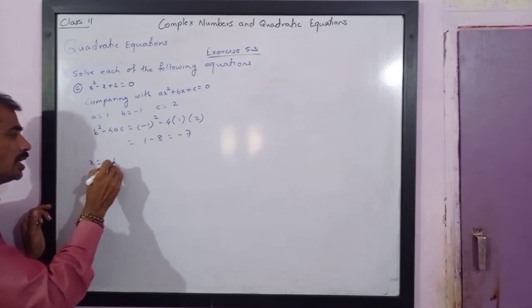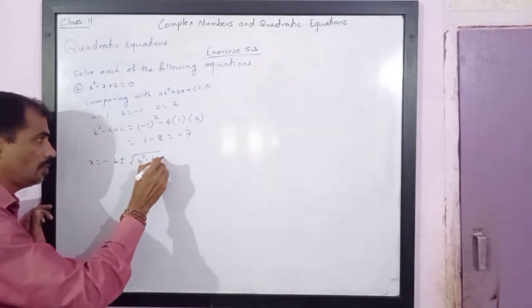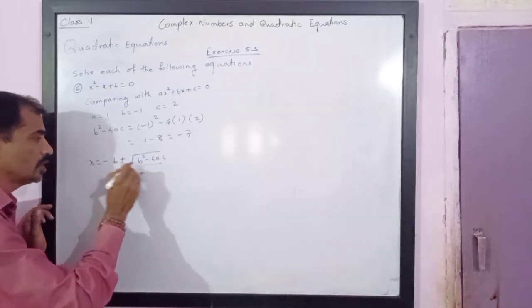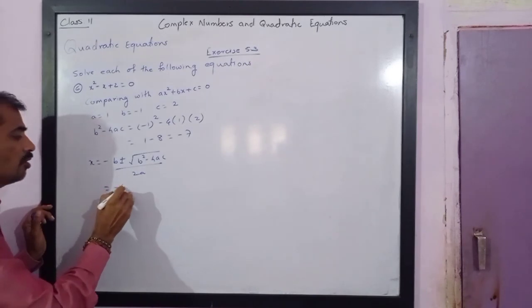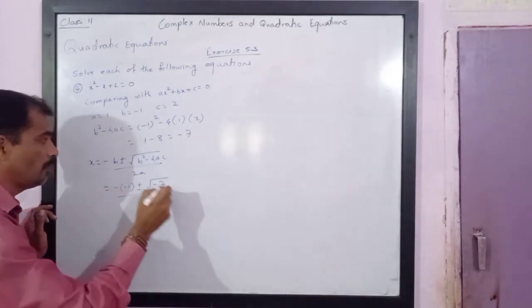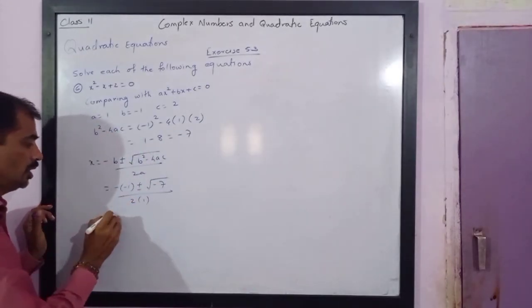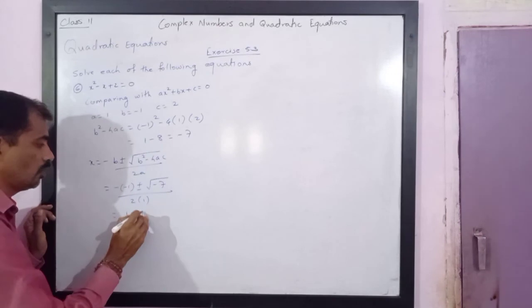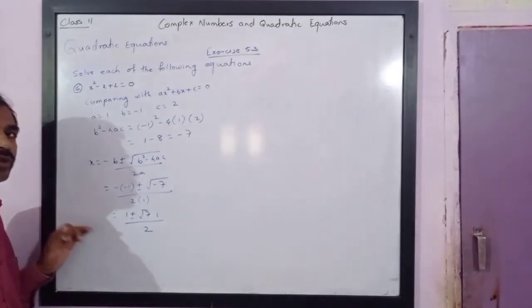X is equal to minus b plus or minus root of b square minus 4ac upon twice a. So if you put the values, you will get minus b is minus of minus 1 plus or minus root of negative 7 upon 2 times a, which is 1. So this is equal to 1 plus or minus root of 7I upon 2. So this is the answer.